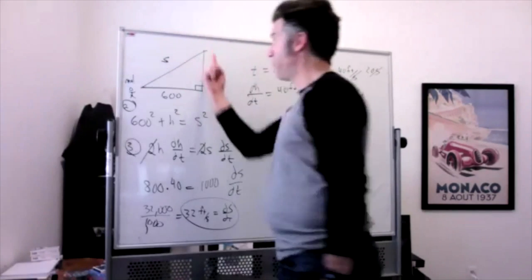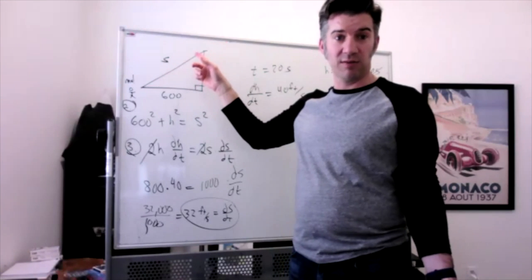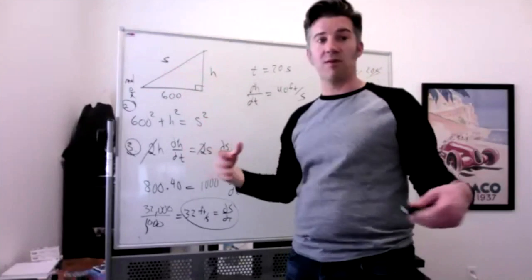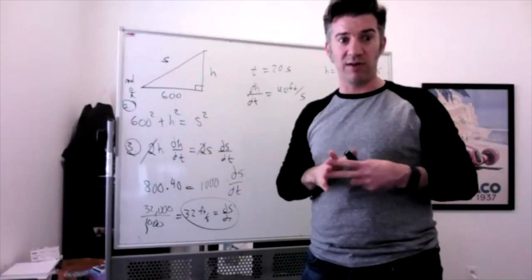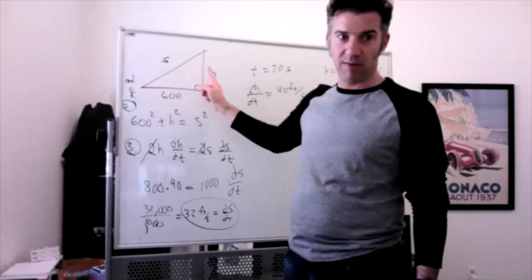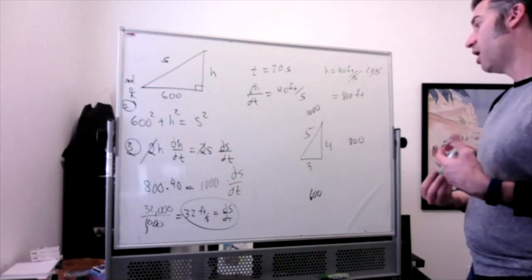If you're going up at 40 feet per second, this length can't be increasing any faster than that, right? Because for the length to be increasing at its fastest, you have to be traveling directly away from someone. But we're not traveling directly away from you, right? We're going up and I'm standing over there. So it does make sense that it's less.